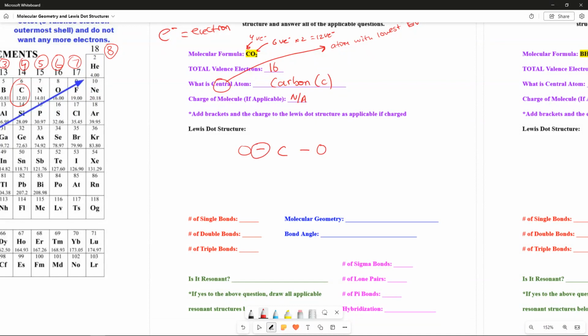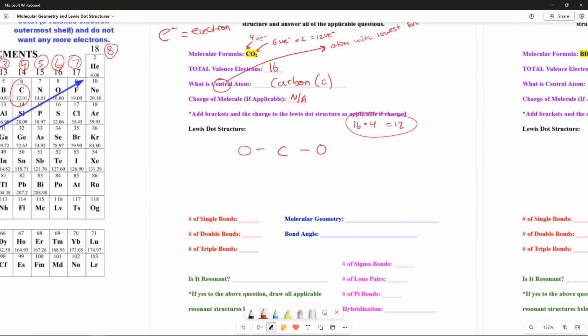Each bond listed here accounts for 2 electrons because this is a covalent compound. In covalent compounds, electrons are shared in pairs. So this is 2 electrons and 4 electrons. Our total, we have to get to 16. So let's count backwards. 16 minus 2 minus 4 is 10... minus 4 is 12. 12 valence electrons.